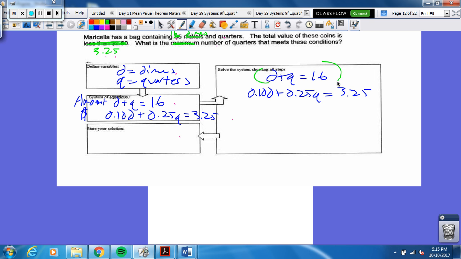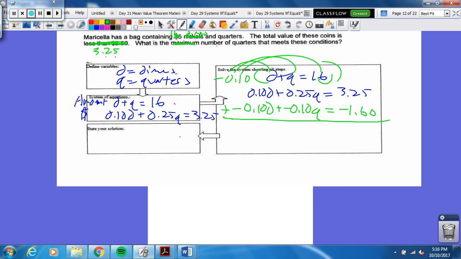So I'm going to multiply this top equation by negative 0.10. I could multiply by negative 0.25, doesn't matter. We get the same thing. So I'm going to distribute all the way through. Negative 0.10D plus negative 0.10Q equals negative 0.10 times 16 is negative 1.6. Let's move the decimal over, right? 1.60. Whoop! There you go. All right. So this is 0, so I can get rid of that. 25 cents Q plus negative 10 cents Q is 15 cents Q.